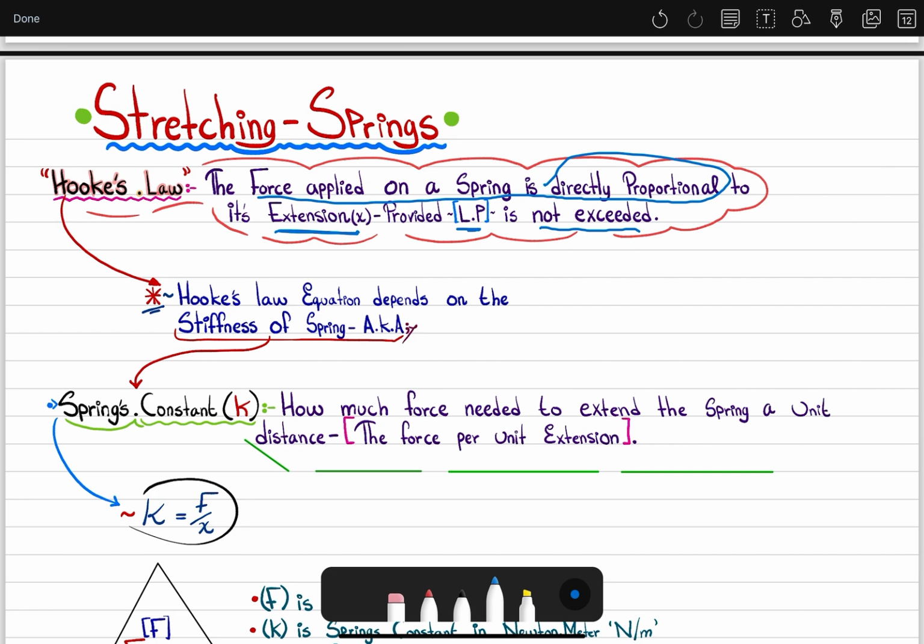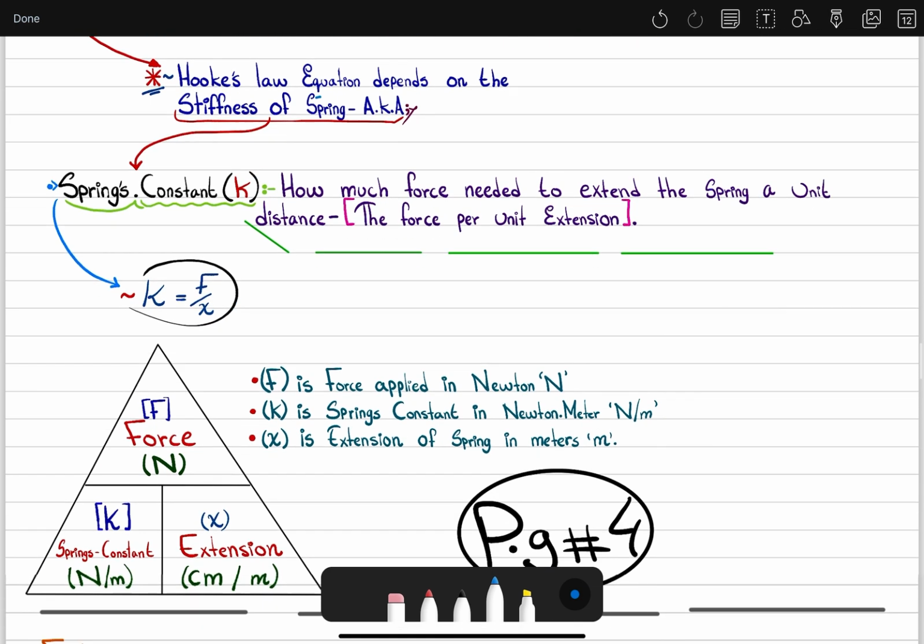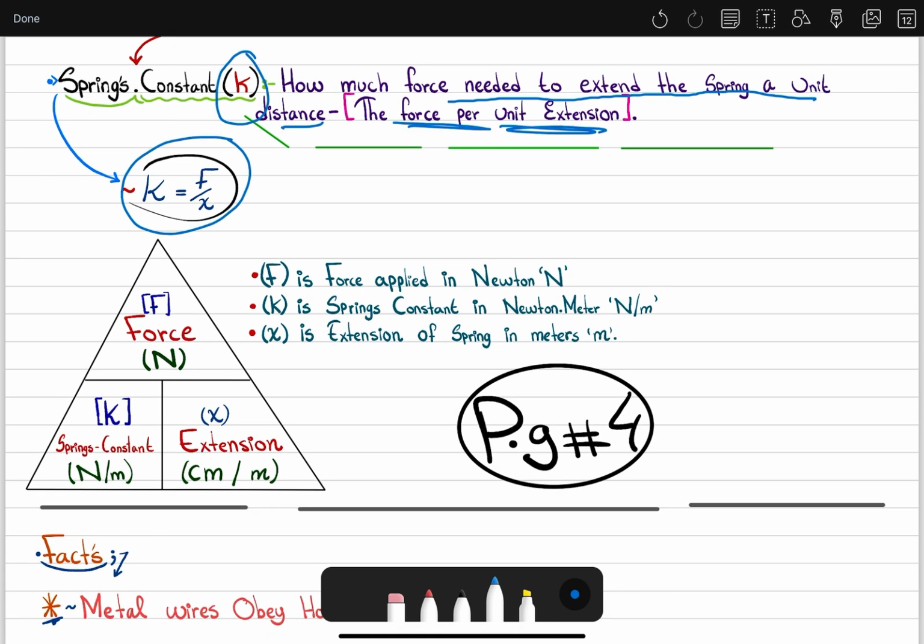Hooke's law equation depends on the stiffness of the spring, also known as the spring constant. Spring constant is given by the symbol K, which is how much force is needed to extend the spring a unit distance. Basically, force per unit extension. K is equal to F over X, force per unit extension. As you can see by the formula triangle, K is equal to F over X, F is Kx, and X is F over K.